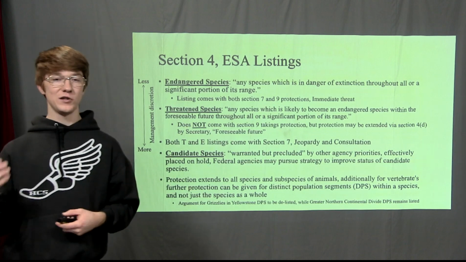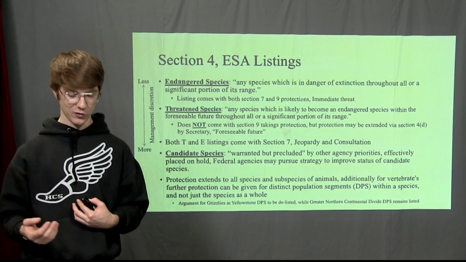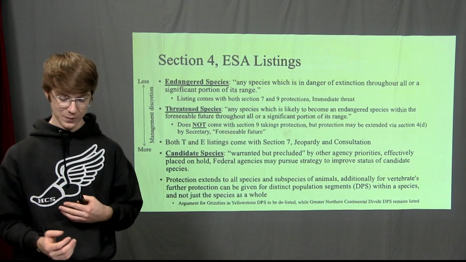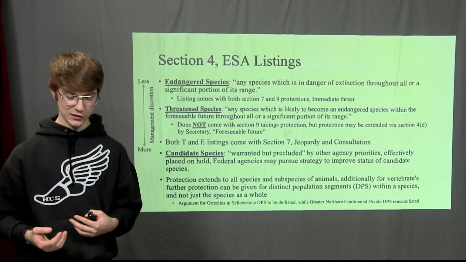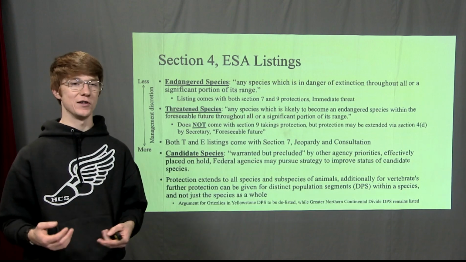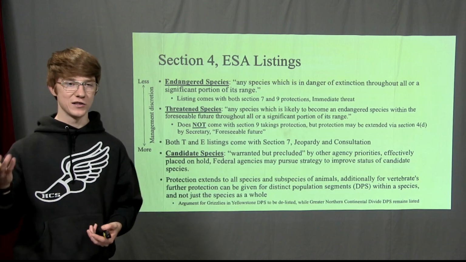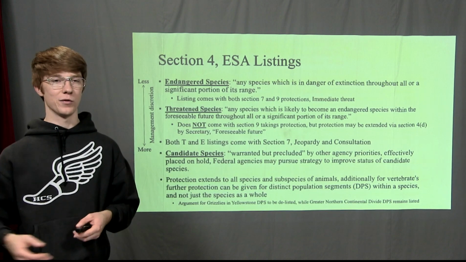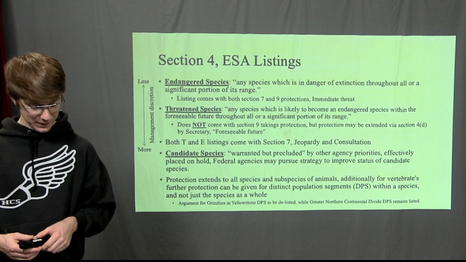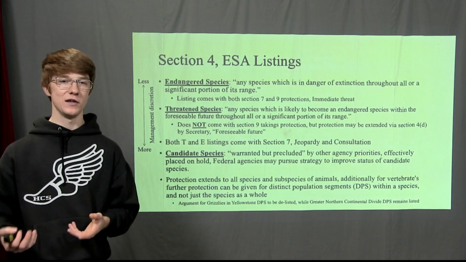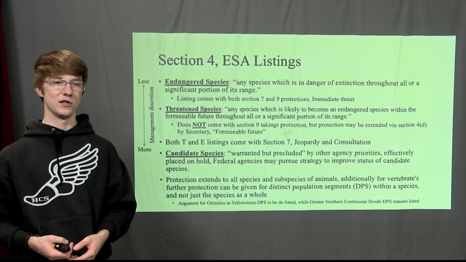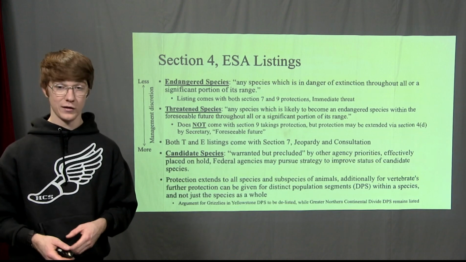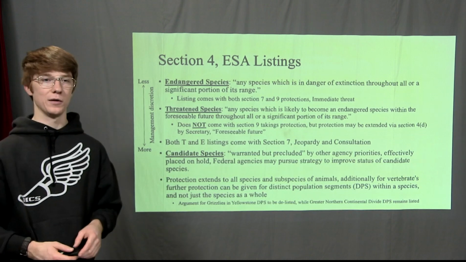And then additionally, these candidate species might not receive the listing protection, but other federal agencies or other entities may propose strategies to improve the status of a candidate species in order to prevent it from becoming endangered or threatened. And like I said, these don't have any of those ESA Section 7 or 9 protections like the threatened or endangered species. I think I'm gonna wrap it up here.